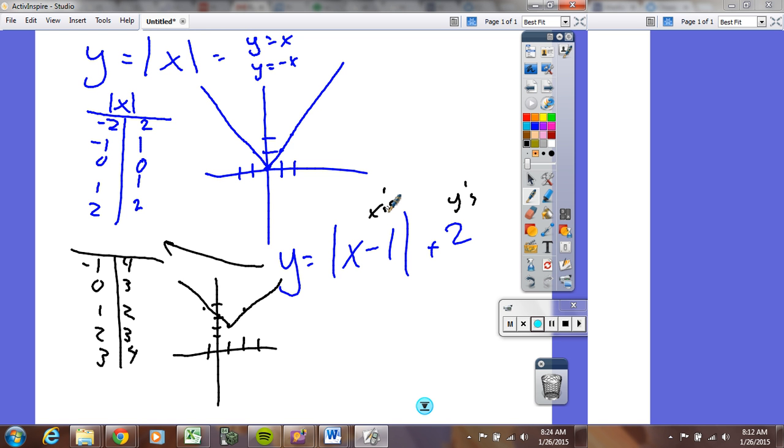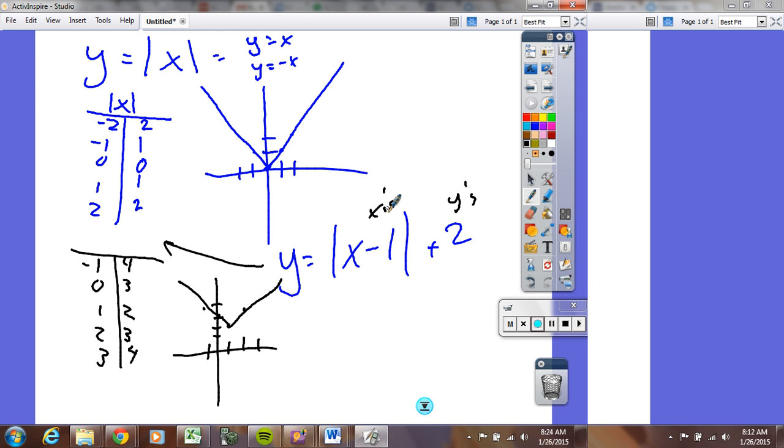It's just whatever is in the two lines. Inside the absolute value, it's always the opposite of what you see, yes. What about the other one? Exactly what you see. Inside is x's, outside is y's.